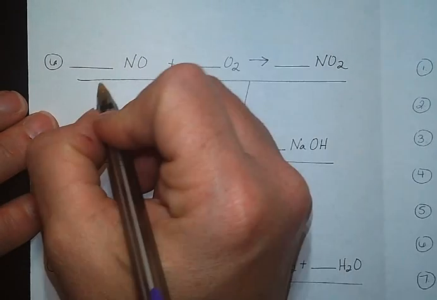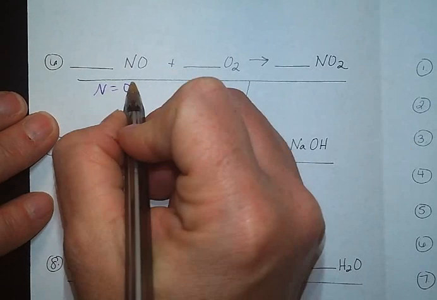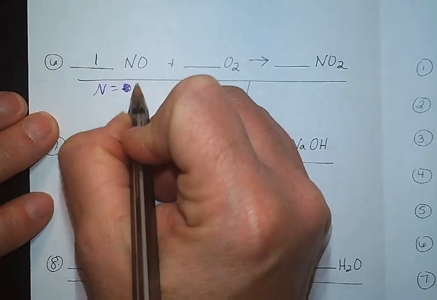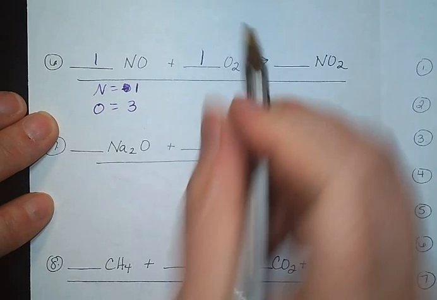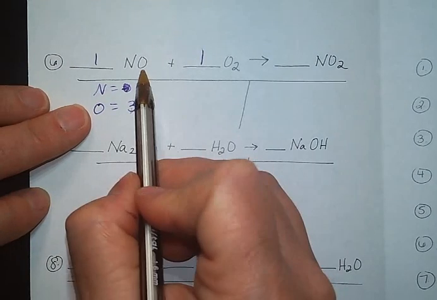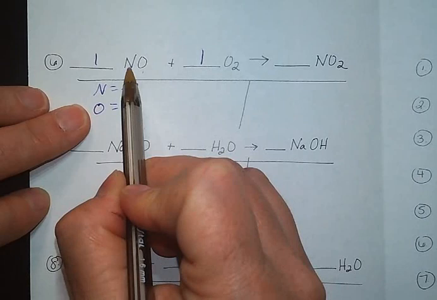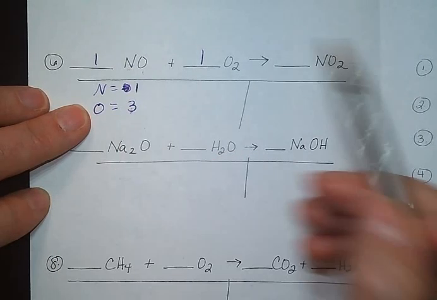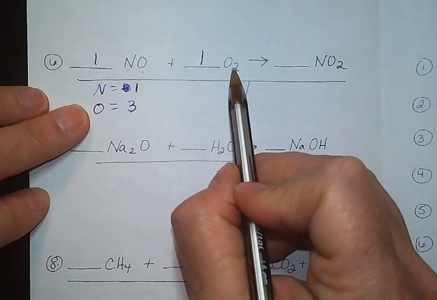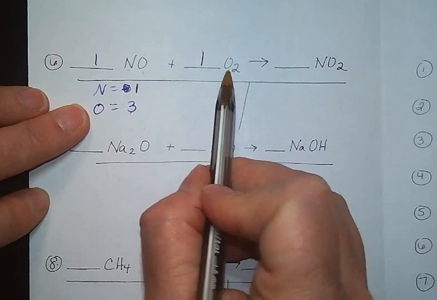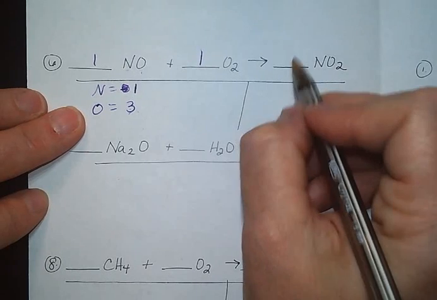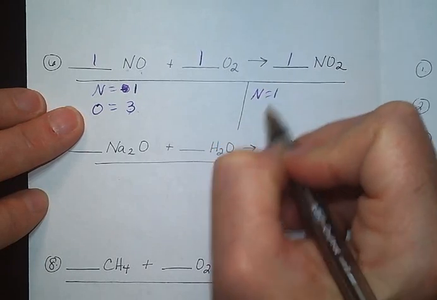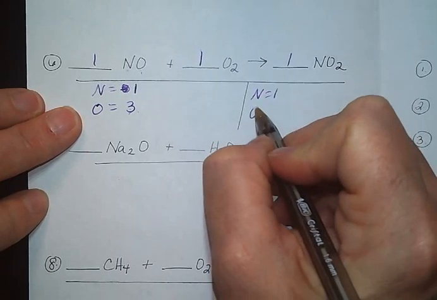This one is a little bit different because I have 1 nitrogen, got ahead of myself, and I have 3 oxygen. How I got 3 is because I have 1 in the nitrogen monoxide, and then I have 2 over here with just oxygen. So I have to add those together. 1 atom here and 2 atoms here gives me a total of 3 atoms. On this side, I have 1 nitrogen and I have 2 oxygens.